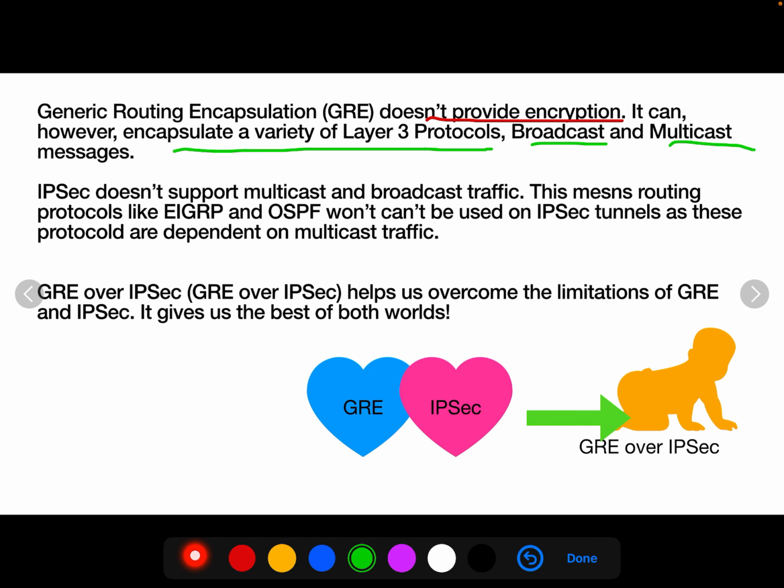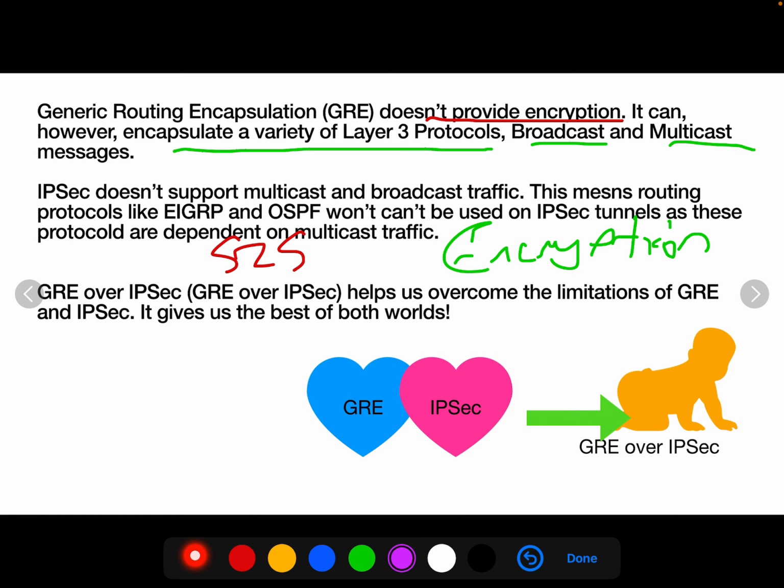However, what IPsec does do is provide encryption, and it's very commonly used for site-to-site VPNs. So you'll tend to see it used in site-to-site VPNs, S2S, I'm just abbreviating there. But unfortunately, because it doesn't support multicast and broadcast traffic, EIGRP and OSPF can't be used on IPsec tunnels. But we've got something called GRE over IPsec, and this provides the best of both worlds.